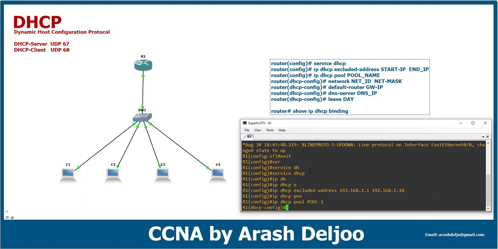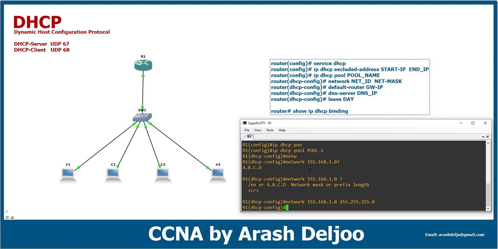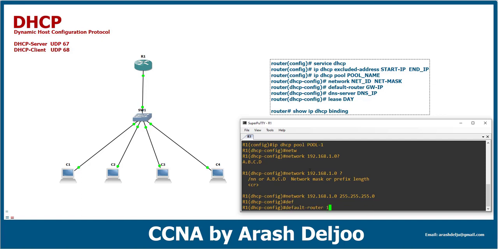Okay, and after that, here we can configure the network: 192.168.1.0 255.255.255.0. If you want, you can configure network 192.168.1.0 followed by, for example, /24. Both of them can be used, but let me use 255.255.255.0. And then the default router 192.168.1.1.